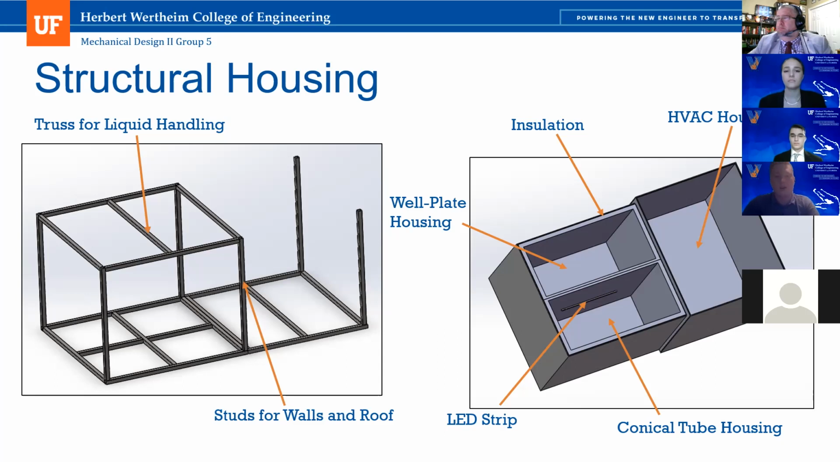If you look over at the right, you can see the individual compartments that we're placing some of our systems in. This big compartment on the right side of this picture is for the HVAC housing. Then you have the well plate housing and the conical tube housing. The intermediate boundary layer between the compartments is the insulation, which is made of fiberglass. And then we've got an LED strip here, and it's also on the other side; you just can't really see it from this picture. That's used for any sort of microbial process involving photosynthesis. Next slide.